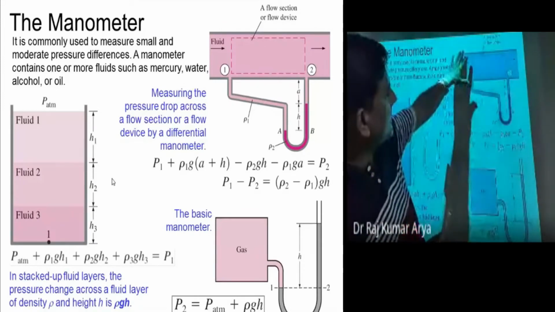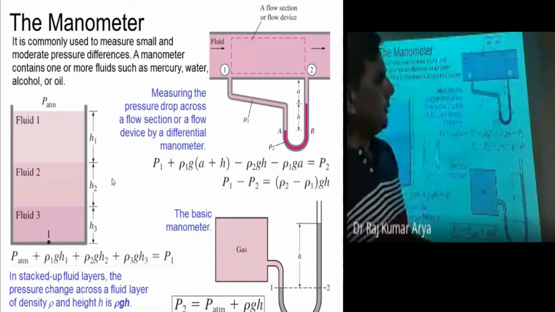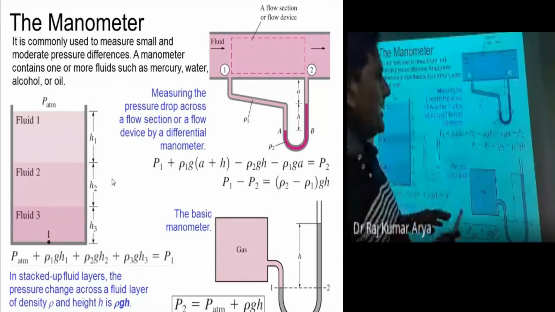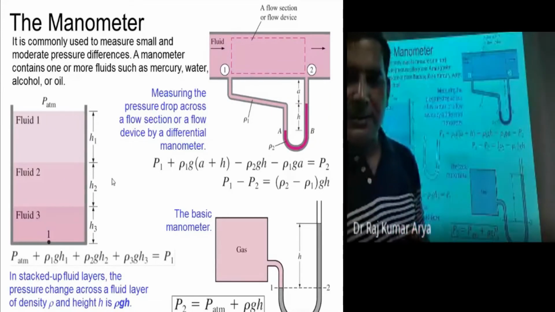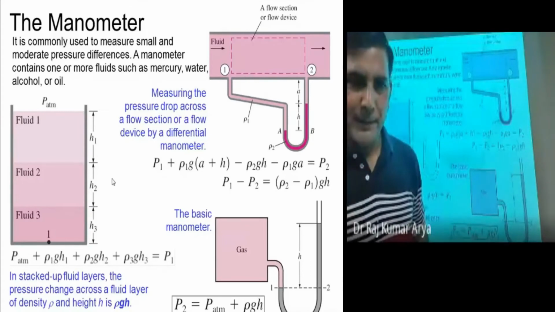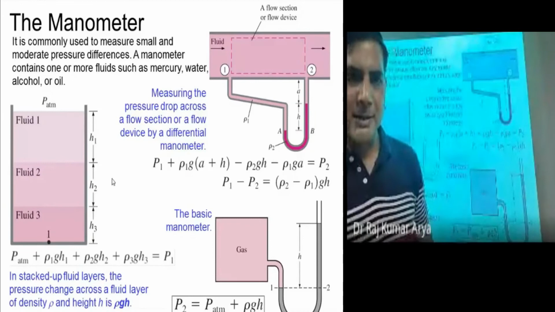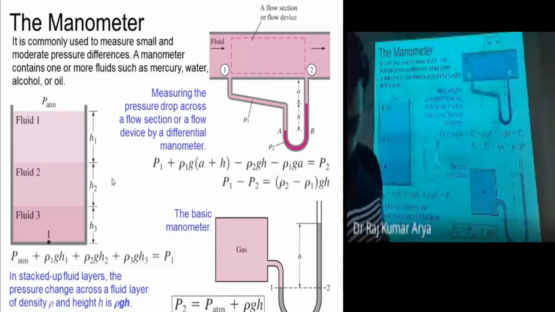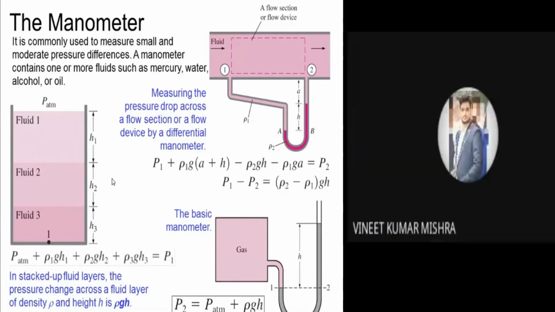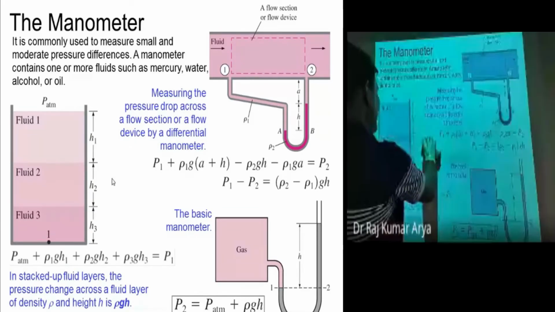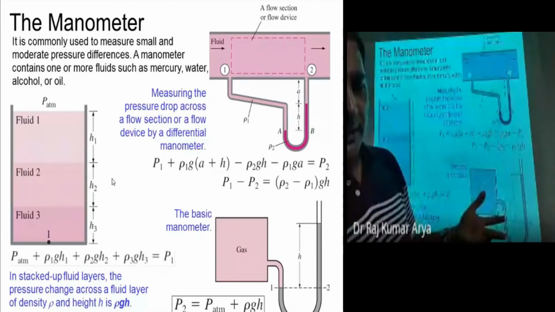So let's take the first one. This is a particular pipeline, and you want to measure the pressure difference between point 1 and point 2. Why do we want to calculate the pressures? Any particular purpose? Why do you want to measure the pressure? Sir, flow rate, all those things. Yeah, one thing is flow rate, because we are transporting fluid.